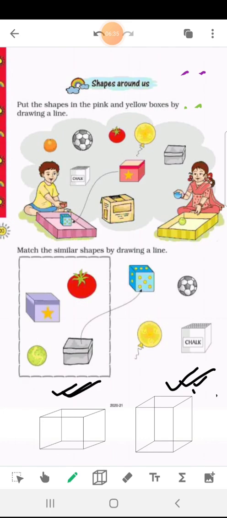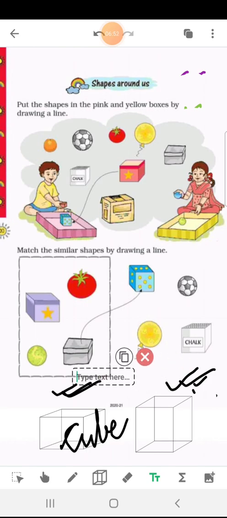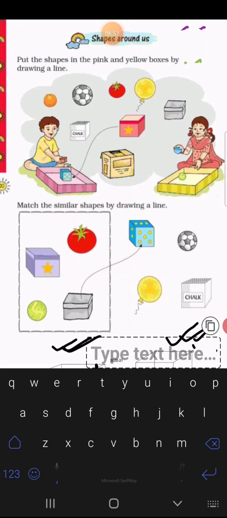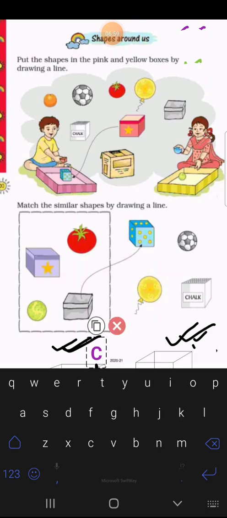Okay. So this box. Now what is the shape of this box called? This is called cube, students. Please write down C-U-B-E, cube. This is called cube. Okay. I am writing for you in text so that you can remember well. This is called cube.